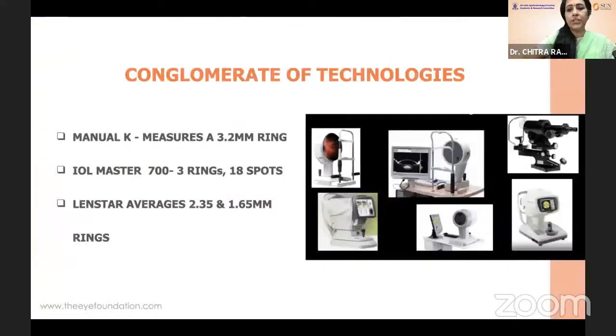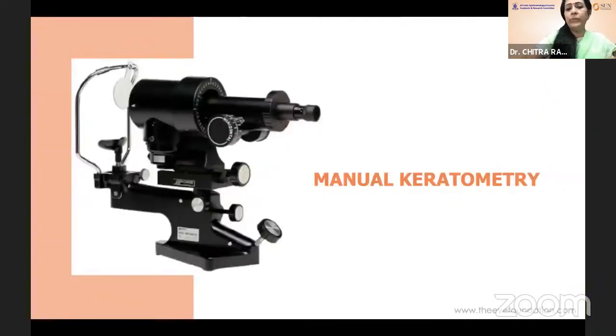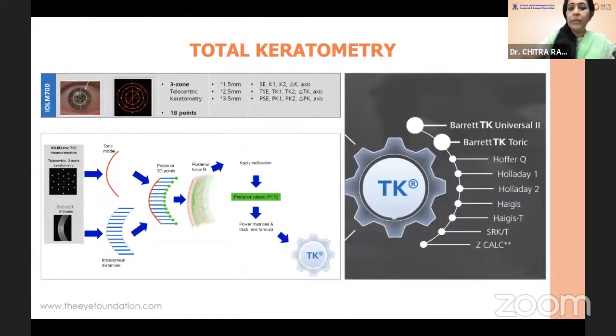that are modified surgically. We, of course, have a conglomerate of technologies, but they all measure at different points, like manual K at a 3.2 millimeter ring. The IOL Master has 3 rings with 18 spots, and the Lenstar has 2 double rings. So essentially, even manual keratometry is fairly okay, because it also gives us a measure of the magnitude of astigmatism and axis. But what is this new thing about the total keratometry which is being talked about?